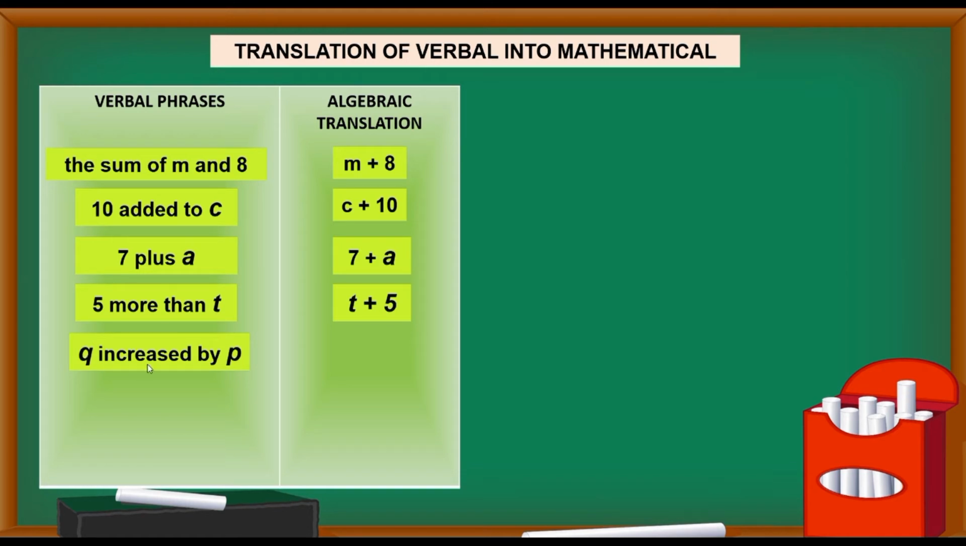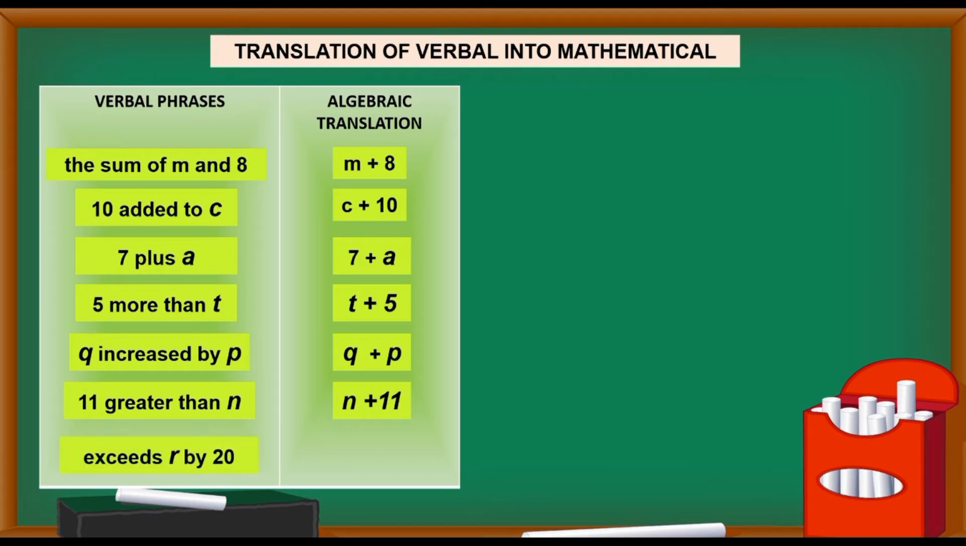Next one is Q increased by P. Q nag-increase, so plus P. So, Q plus P. Yung Q at P, yan po yung tinatawag nating variable. Next one is 11 greater than N. So, para din po siyang more than. Pag greater than, nauuna yung pangalawang number or letter. So, that would be N plus 11.